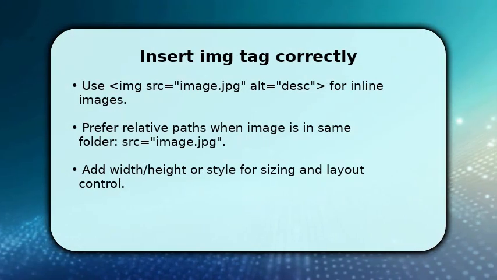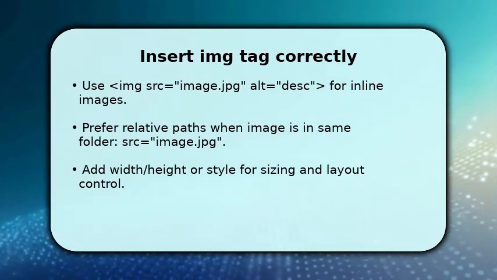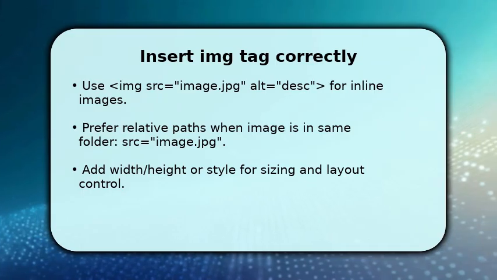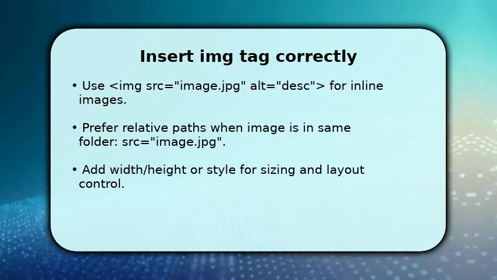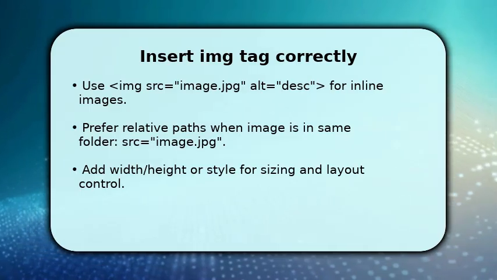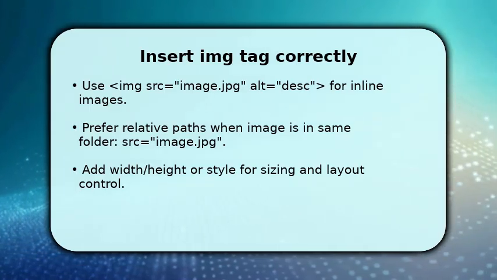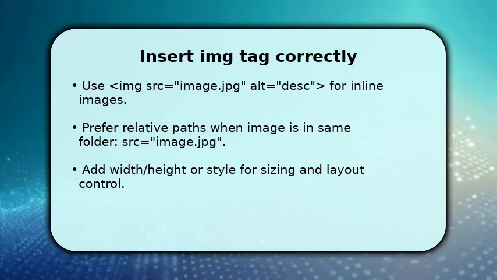Now add the image element inside the body. Type img src equals your image.jpg, alt equals short description, and save. Use a relative path like images/photo.png if it lives in a subfolder. Use / or \ only when needed.